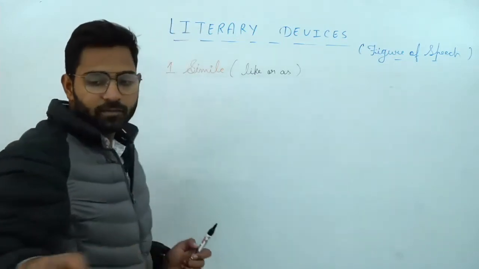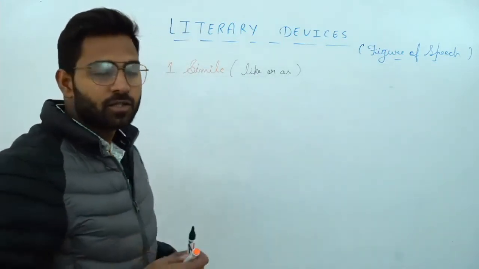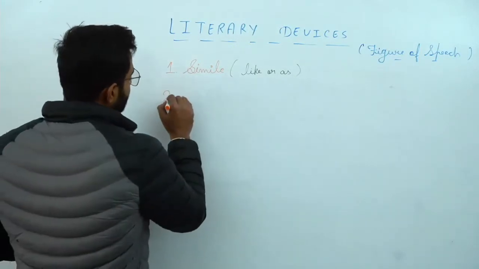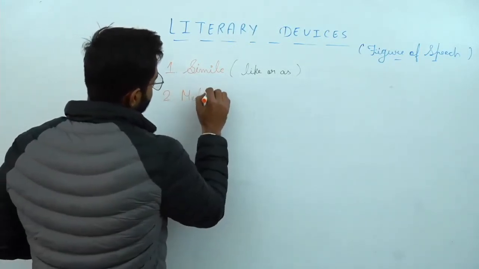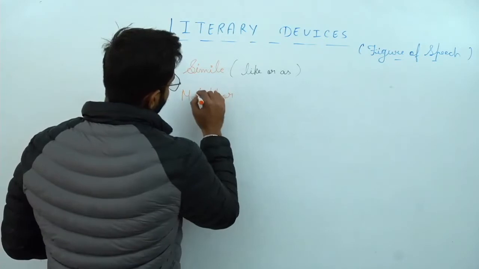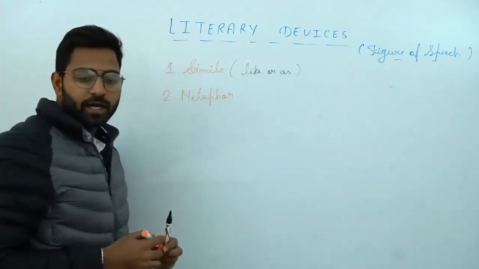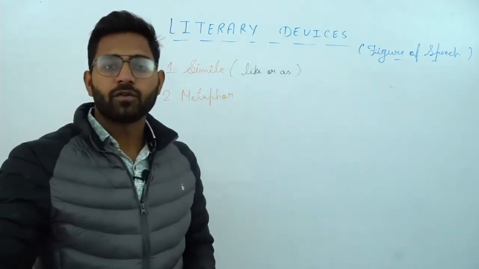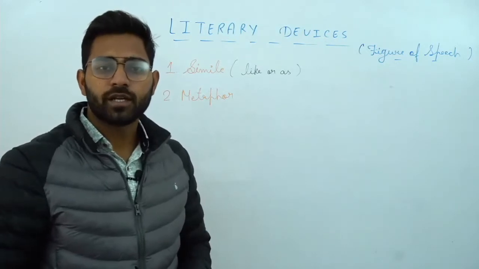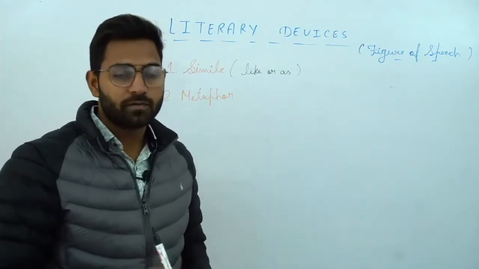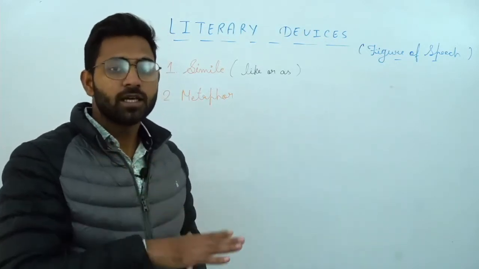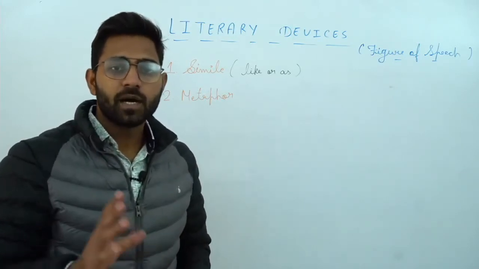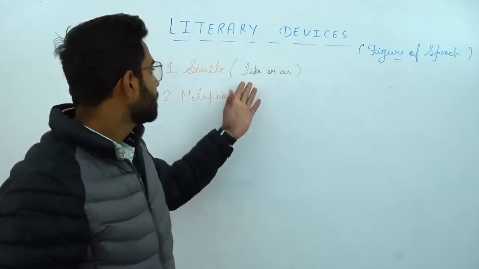So I kept it written here: like or as. The next literary device we have is metaphor. Metaphor is also a literary device like simile. If we are using like, then we will call it simile. But it is somehow different, in that it does not use like or as.